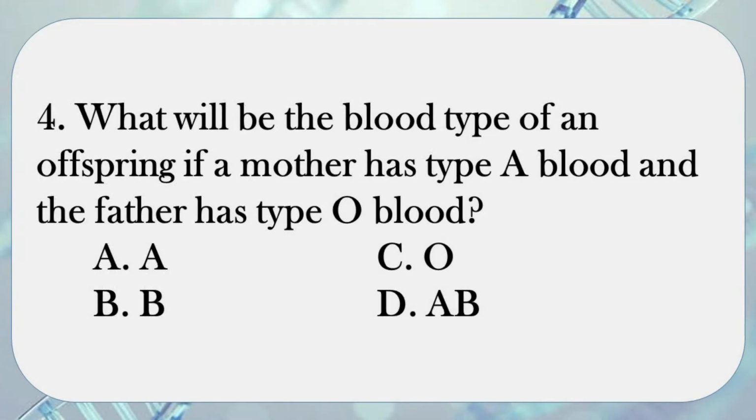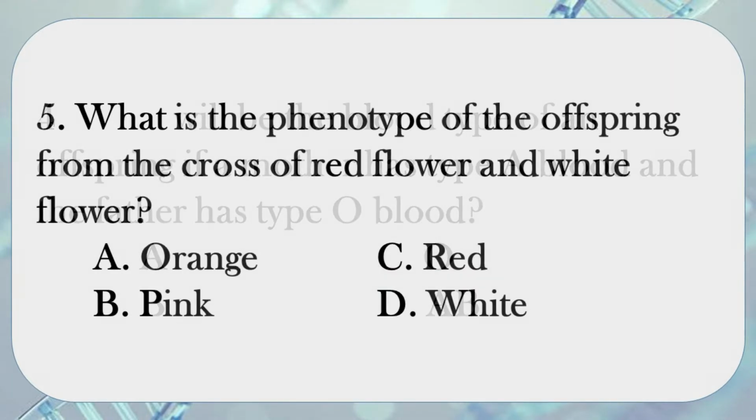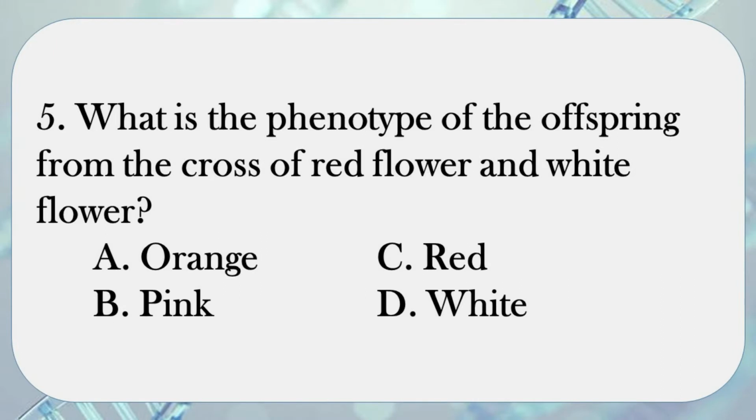Number 4. What will be the blood type of an offspring if a mother has type A blood and the father has type O blood? A. A. B. B. C. O. or D. AB. Number 5. What is the phenotype of the offspring from the cross of red flower and white flower? A. Orange. B. Pink. C. Red. D. White.